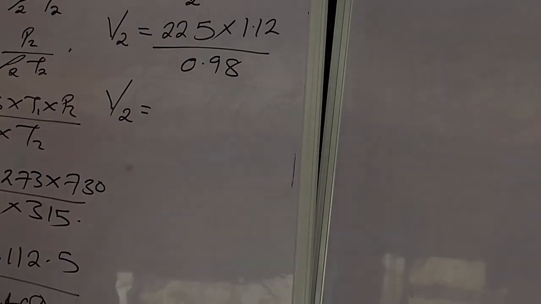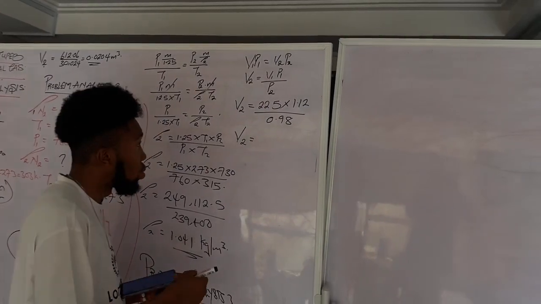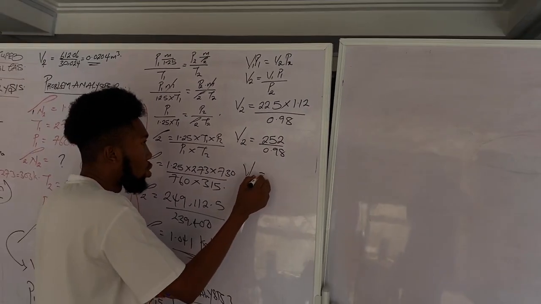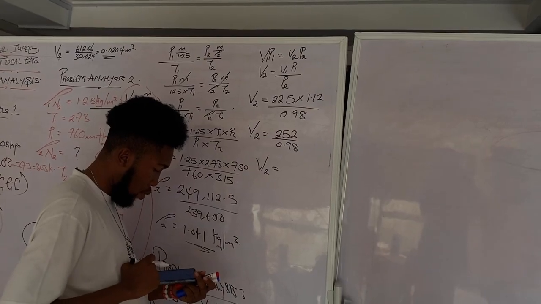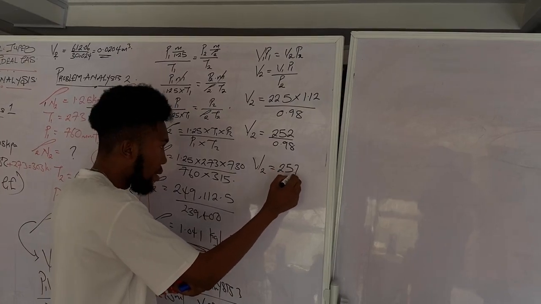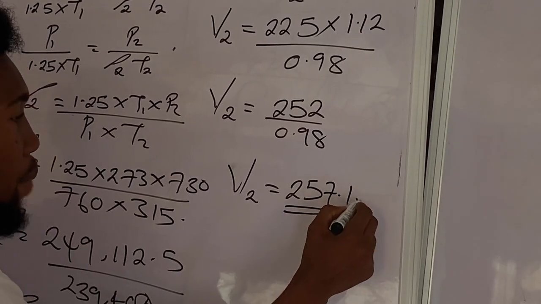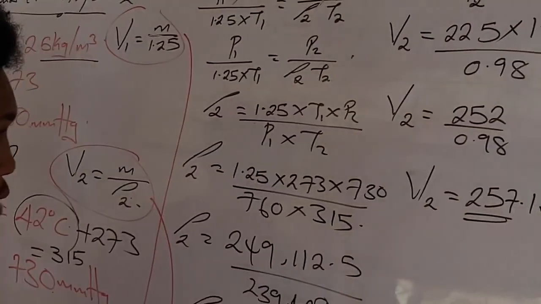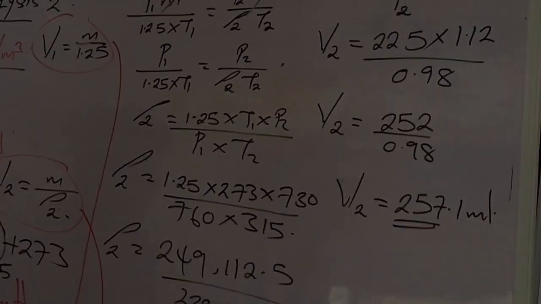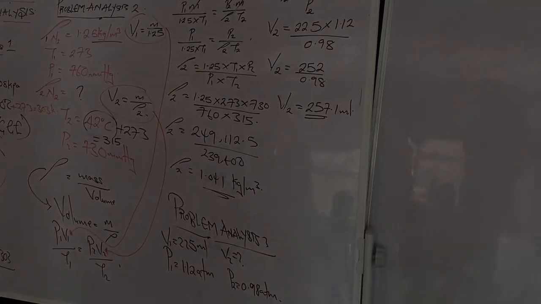Using the calculator now, we have 225 times 1.12. That gives me 252. So I have 252 divided by 0.98, and therefore V2 is 257.1 mil, because we were given the previous volume in mil. You can see that it's greater than the former volume. When pressure reduced, we should expect an increase in volume. So our answer is consistent.